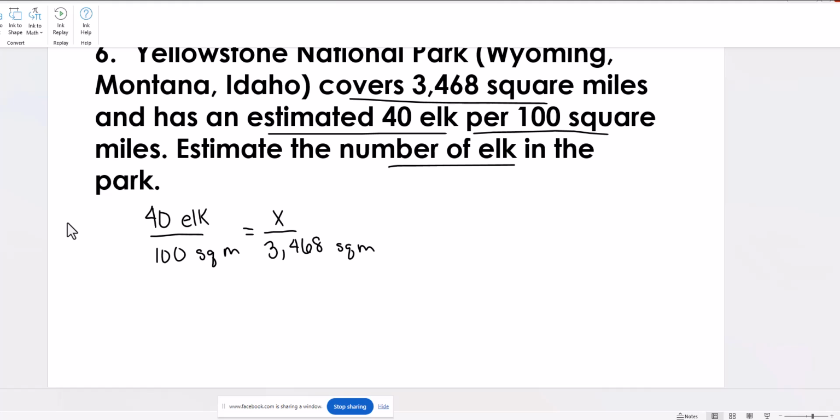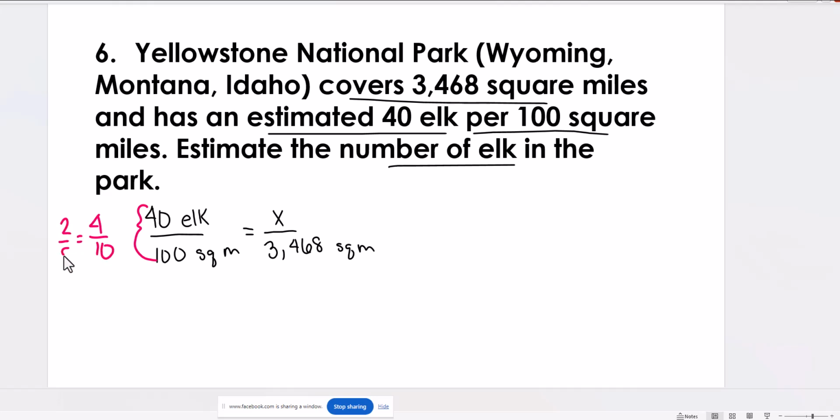Now, some of you are thinking to yourself, well, you know what? I can reduce this piece. This piece I can make a little bit easier. And that's true if you want to. Sure, you could call this 4/10, and then you could reduce it even farther as 2/5. Totally legal. You can do that. We'll end up with the same answer. Let's just continue with cross multiplying.